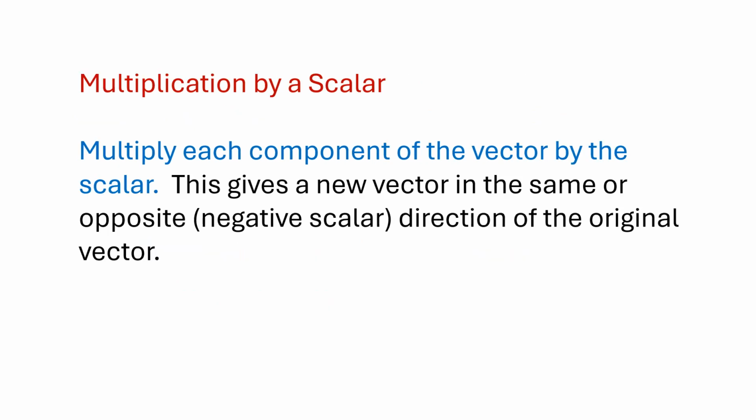Now, multiplication, we have to be careful. There are three types of multiplication involving vectors. First, we'll discuss multiplication by a scalar, the simple one.